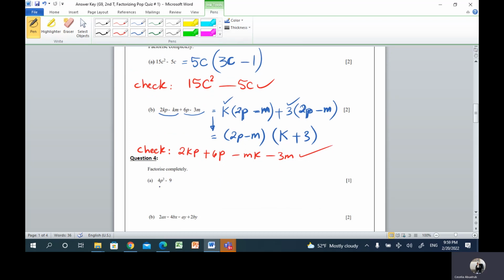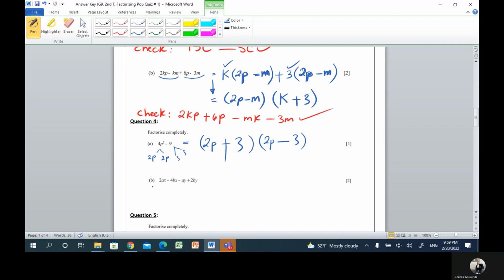4p squared minus 9. 4 is a squared number, and p, so this one means 2p times 2p. And this one here means 3 times 3. So a squared expression minus a squared number. To factorize it, we open two brackets. The first bracket will take the plus or the addition sign, and the second bracket will take the subtraction sign. 4p squared means 2p times 2p, and 9 means 3 times 3, and we're done.